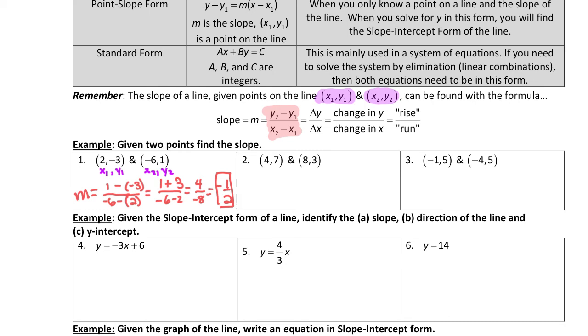Let's do number 2. I'm going to pick up the pace this time. Our slope is going to equal our second y value, that's the 3, minus our first y value, which is the 7. Our second x value is the 8, minus our first x value, which is the 4. I've got -4 over 4, so this time our slope is -1. I'm going to pause it here. I'd like you to take a moment, try number 3 on your own. Watch out for those negatives, so use a calculator if you need to, and let's see if you can get the right answer.